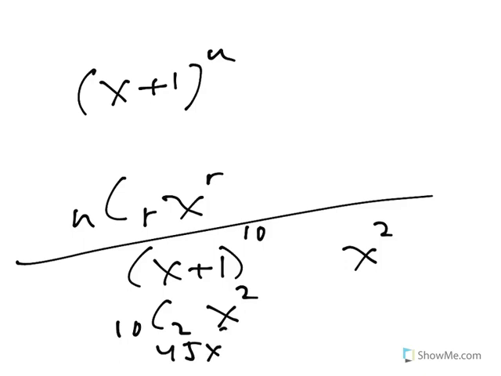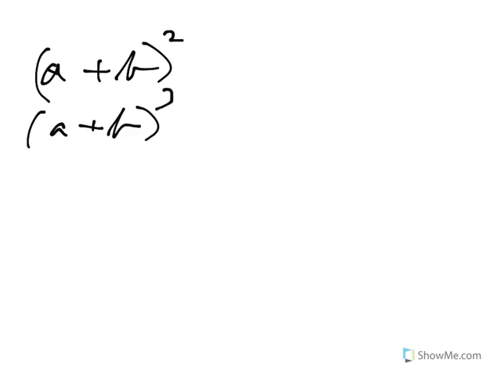Which is 45x squared. What if it's not x plus 1? What if it's more complicated, like a plus b squared, or a plus b to the third? Well, we can see what happens here. It's sort of the same trick.